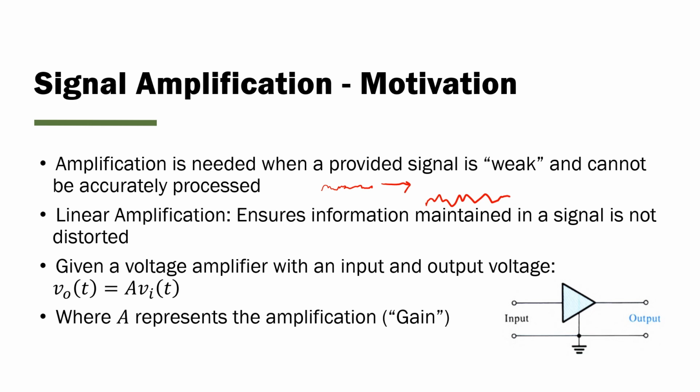This lecture will only focus on linear amplification. Non-linear amplification can get very messy, and that will be a topic for a later video. Here we just have a simple amplifier with an input signal, and it produces an output signal. If we're given a voltage amplifier with an input voltage and an output voltage, this amplifier is providing our gain, which we'll often call A.